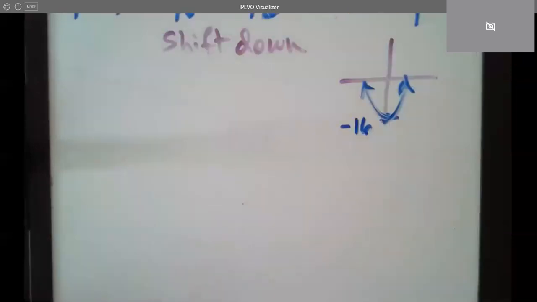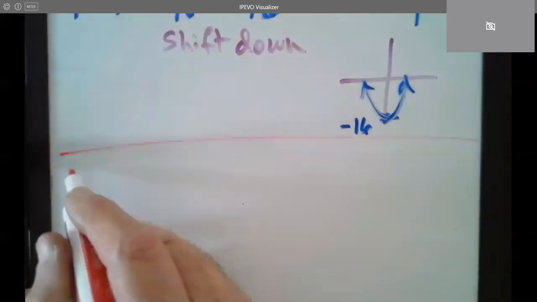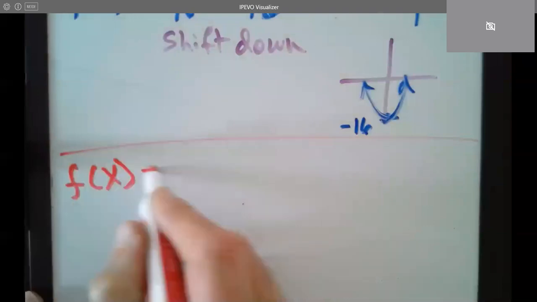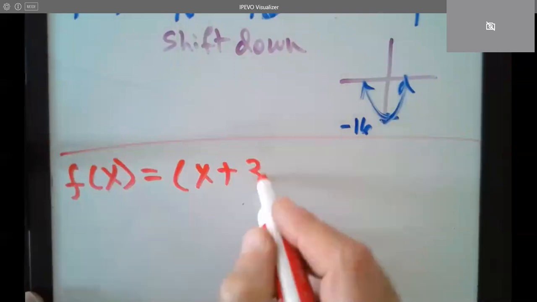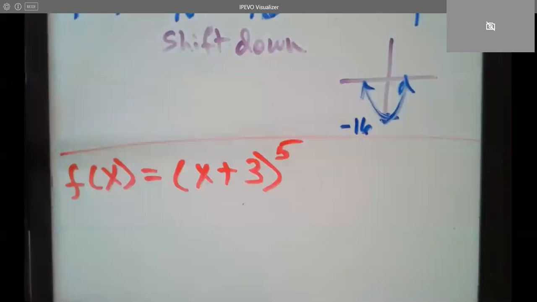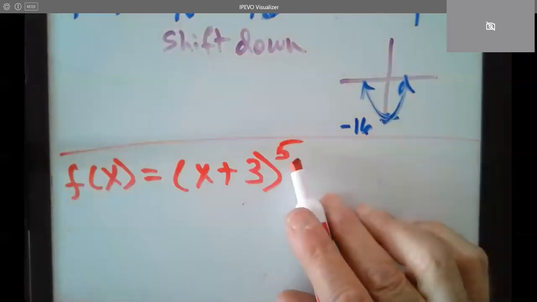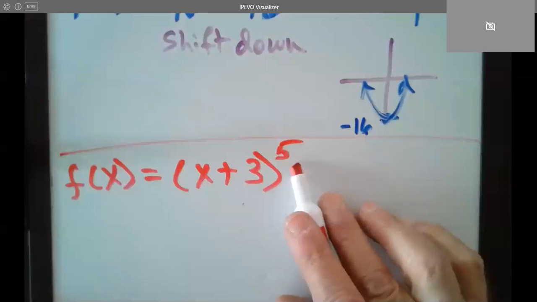For this slide, we've got f of x equals parentheses x plus 3 to the 5th. Okay, so you ask yourself, is this even or odd? Well, 5 is what? Odd number or even number? Odd number, right? So is it going to behave like x squared or x cubed?